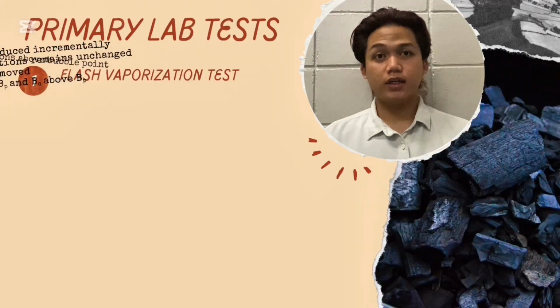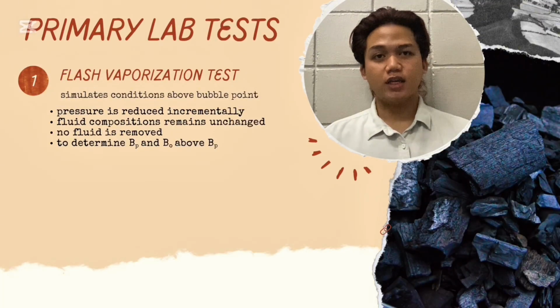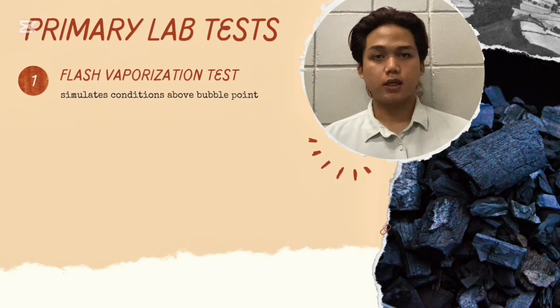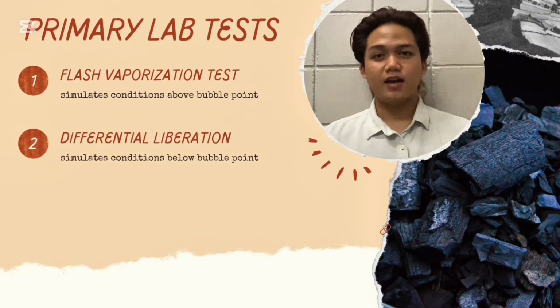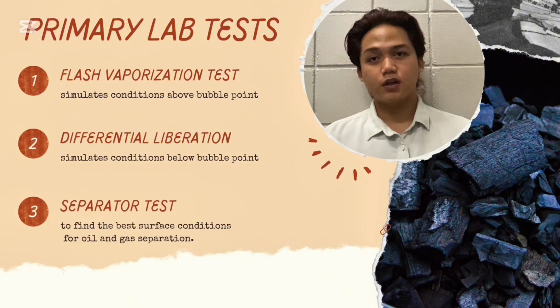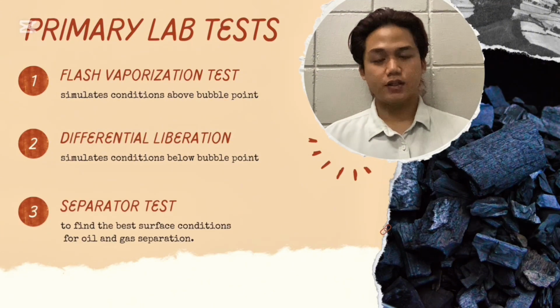And then we go to the lab. We use 3 key tests. The first one is flash vaporization for conditions above bubble point. Next, we have differential liberation, which is for below bubble point, and gas is removed stage by stage. And then we have the separator test, which is to find the best surface conditions for oil and gas separation. From these tests, we get the real behavior of the reservoir fluid.